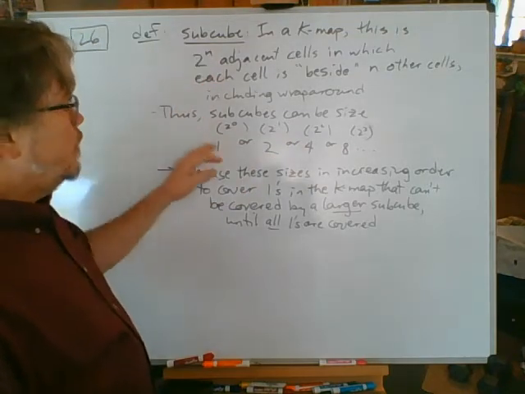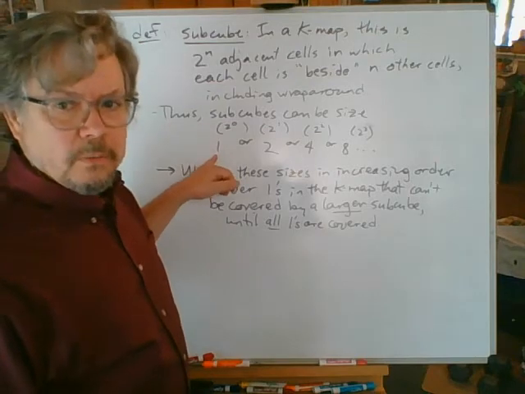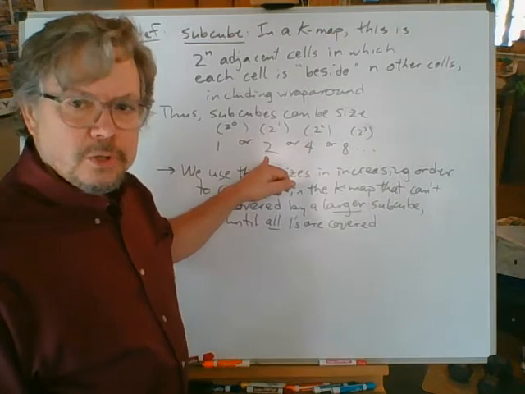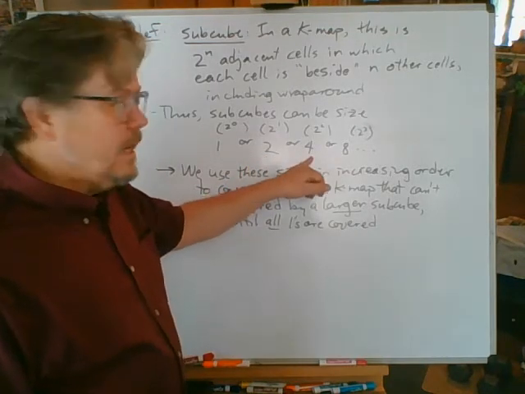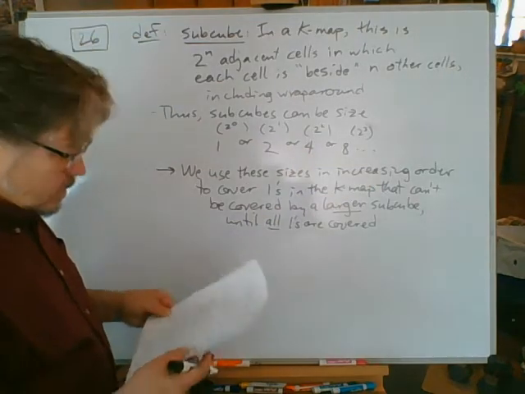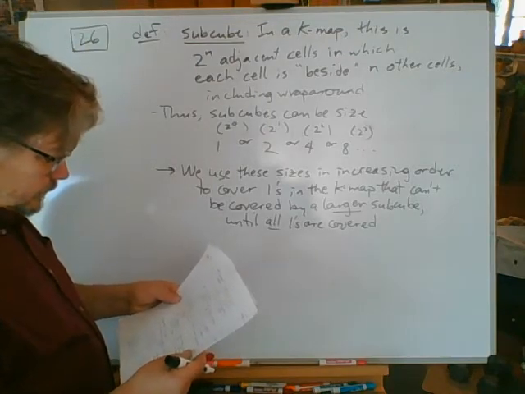That's not important. The important part really is to remember we want to use size 1 to cover all the lonely ones. It can't be grouped with anybody else. The next one that we'll look at is size 2. Are there any ones that can only be paired off that are not in like a square of size 4, and so on? We use these in increasing order until all the ones are covered. Okay.